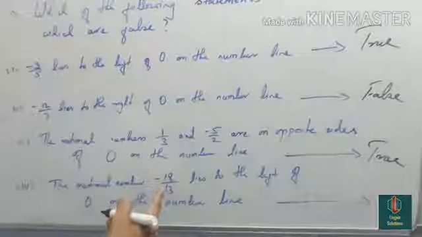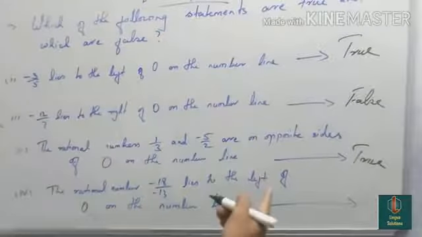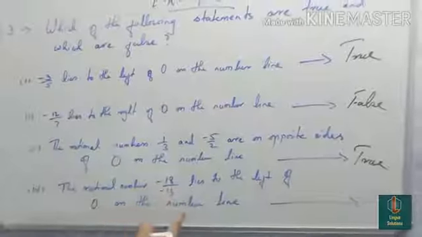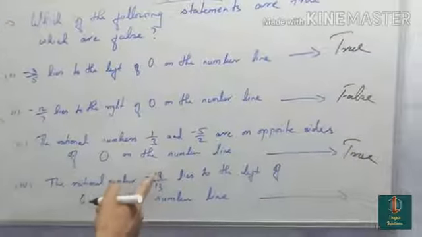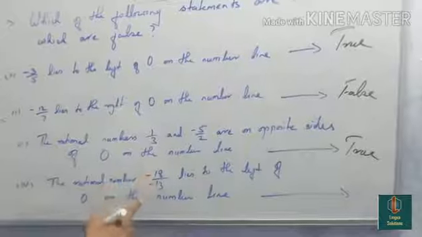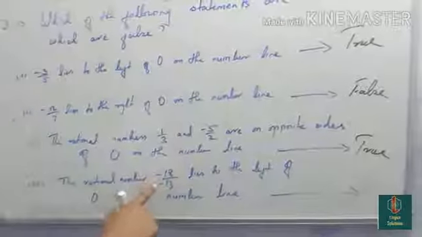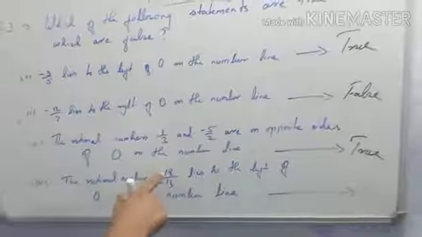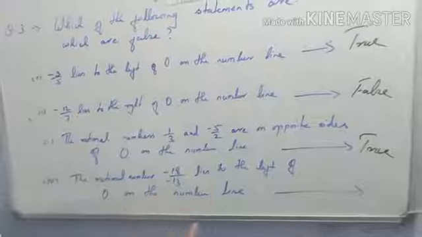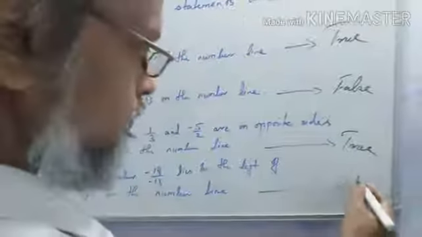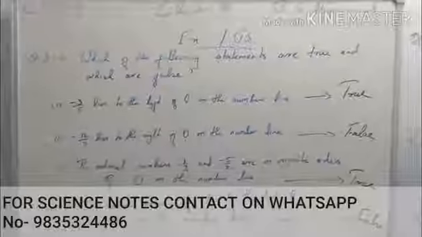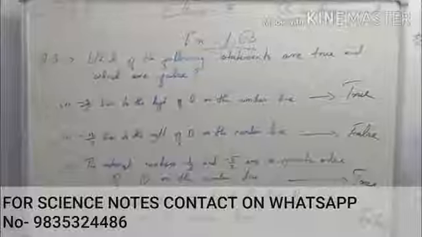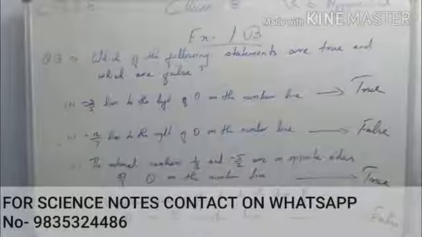The rational number -18 by -13 lies to the left of 0 on the number line. Here we see that both the denominator and numerator are negative. So we can cancel the negatives. Now it becomes positive number. So this will be on the right side. So this is false. Now this is the end of exercise 1B. We will see other in next video.